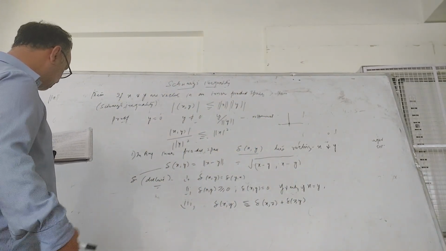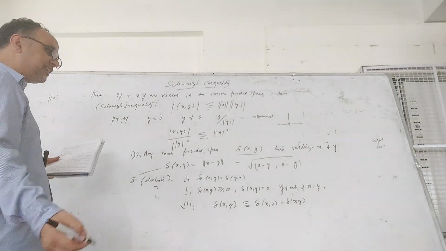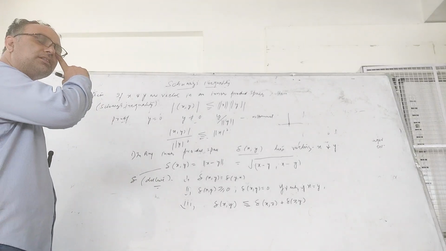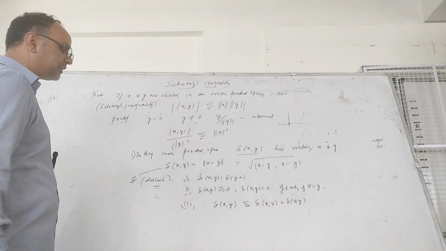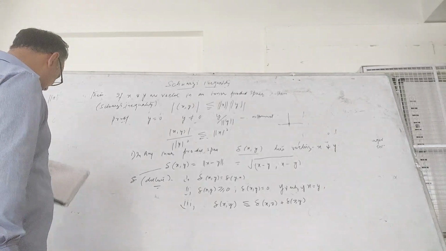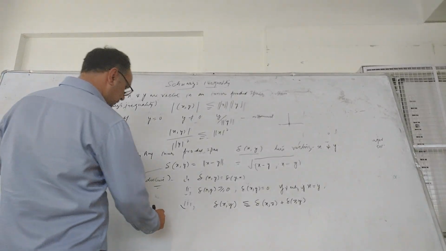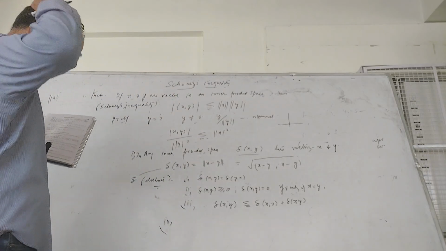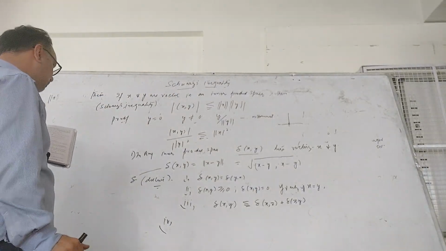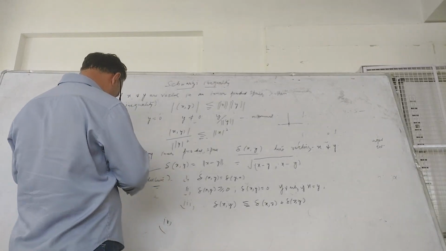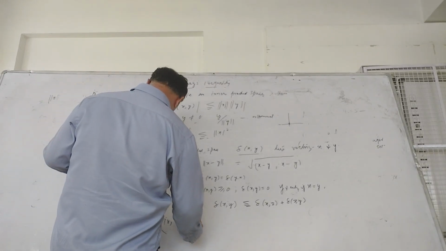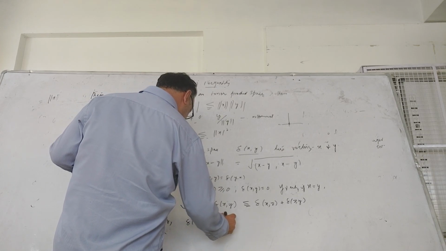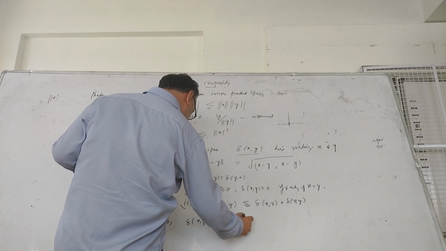In a vector space, it's also pleasant to see that the distance is invariant under translations. Under translations, distances remain invariant. So you can confirm that delta of x, y equals delta of x plus z, y plus z.